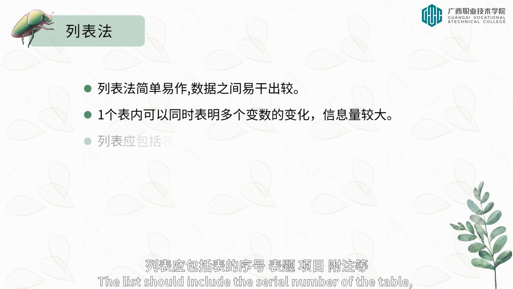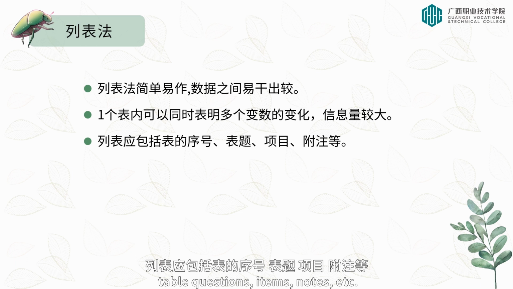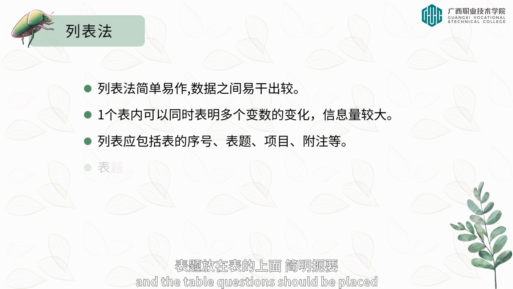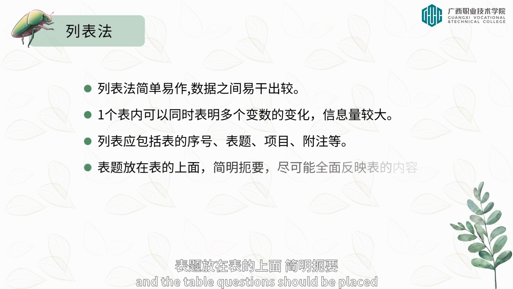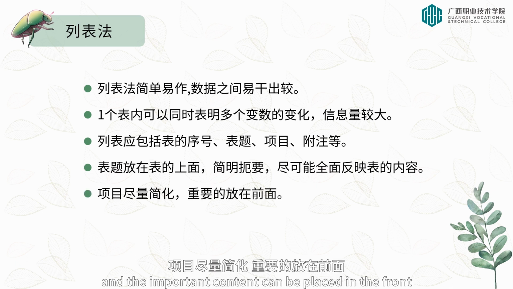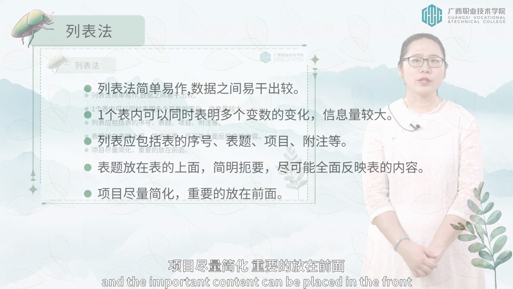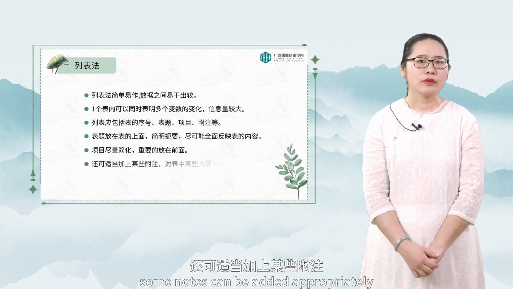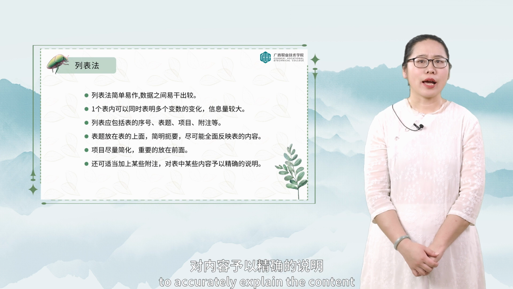Informative. The list should include the serial number, the table title, items, notes, etc. And the table title should be placed on the top of the table. The project is as simple as possible, and the important content can be placed in the front. Some notes can be added appropriately to accurately explain the content.